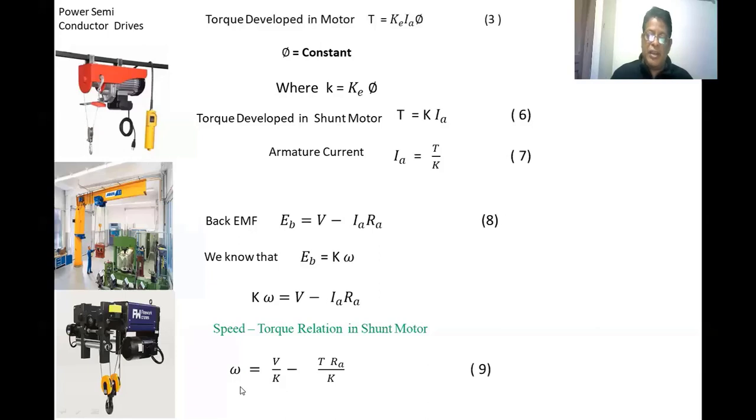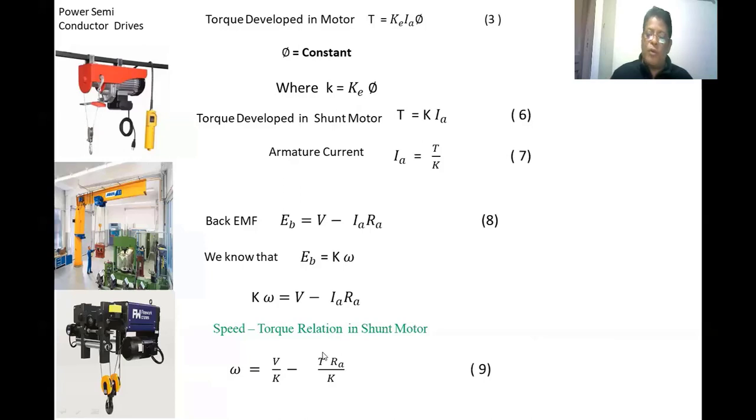If you observe here, the applied voltage is constant, K is also constant, and Ra is also constant. The only parameter which is changing is the torque. At no load, the torque developed in the motor is 0. So this term becomes 0.